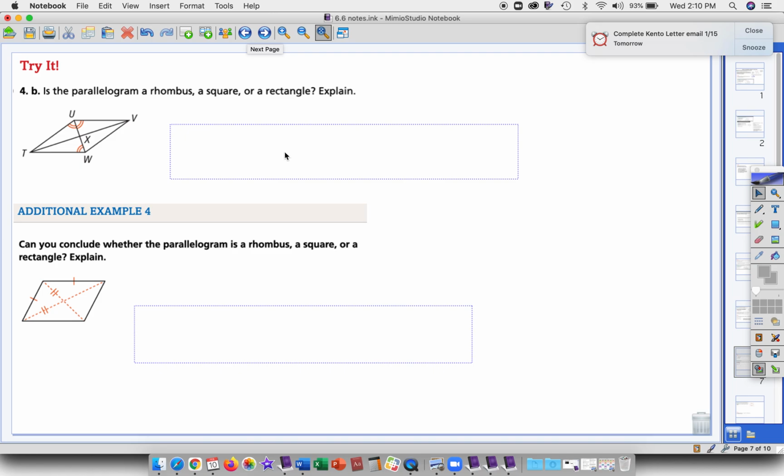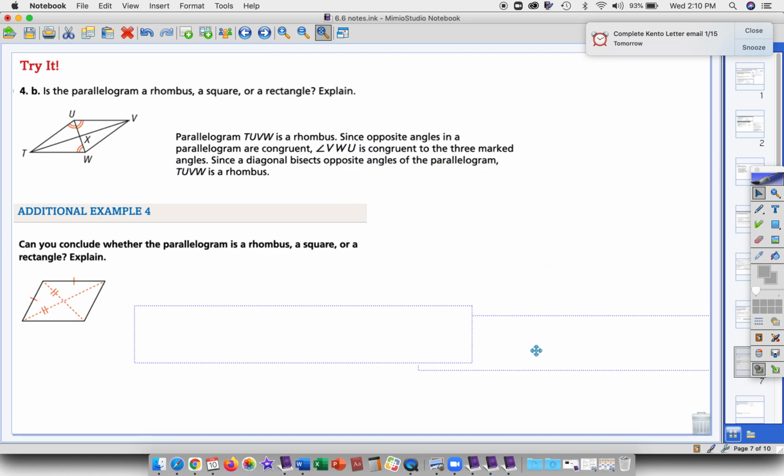For 4B, it is a rhombus. Opposite angles are congruent in a parallelogram. So if angle VWU is congruent to the three marked angles, since the diagonal bisects opposite angles in the parallelogram, we know that TUVW is a rhombus.